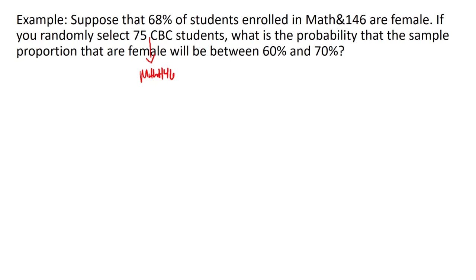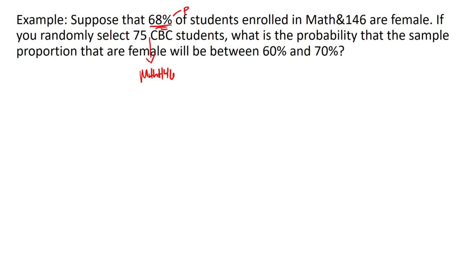Because the truth, this 68% right here, is a p. This is a true proportion. I know that number from past enrollments. But if you actually went out and took 75 samples, what's the probability that your sample is going to be exactly 68% female if you just talk to 75 people?